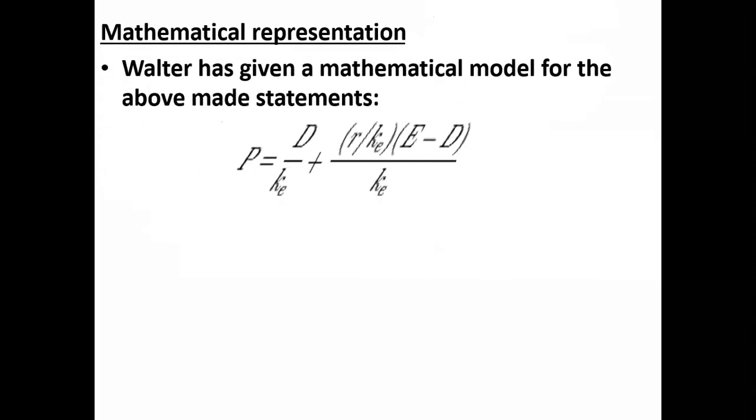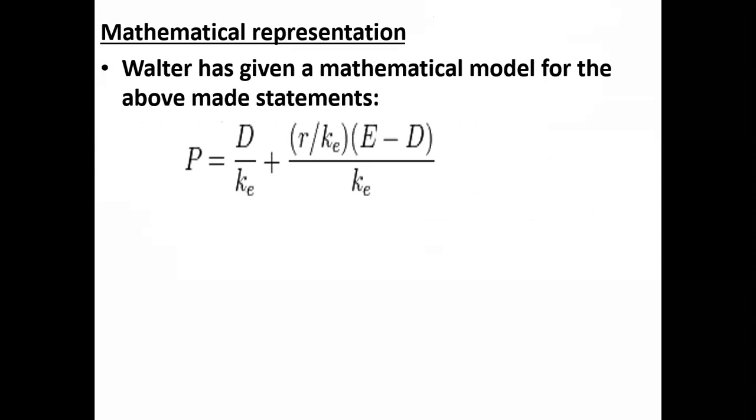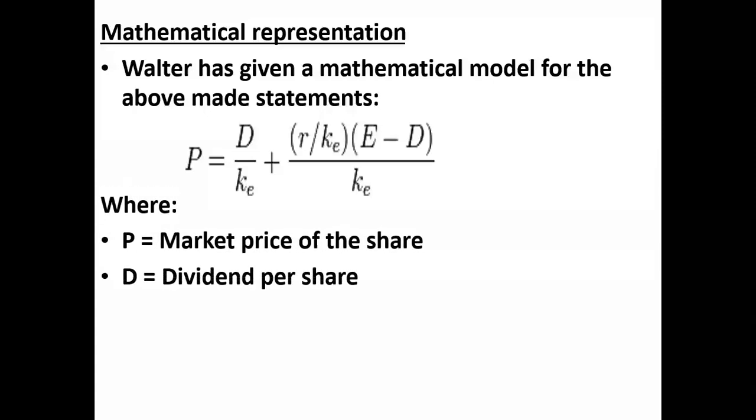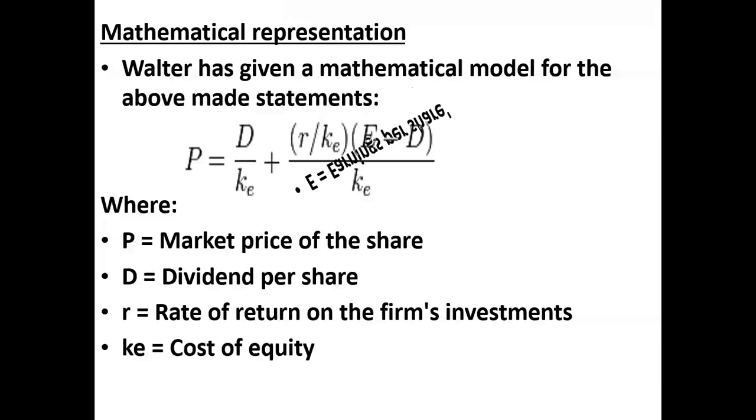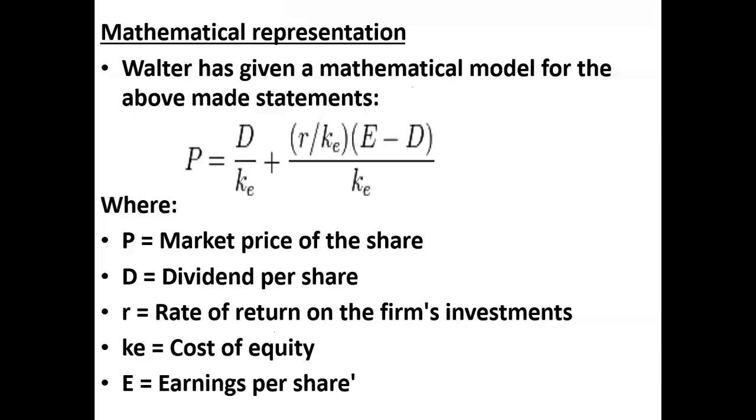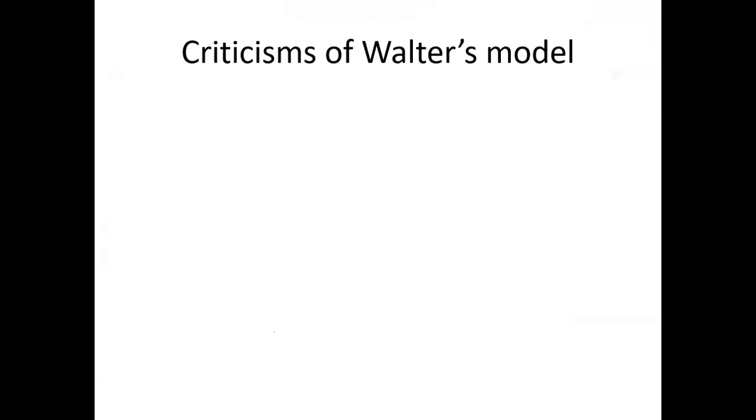See, what is the mathematical representation? P = (D + (R/KE)(E − D)) / KE, where P is the market price of the share, D is the dividend per share, R is the rate of return on the firm's investments, KE is the cost of equity capital, and E is earnings per share. These are the mathematical representation of the Walter model.